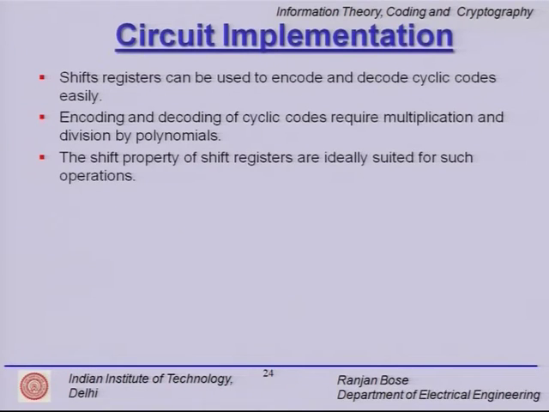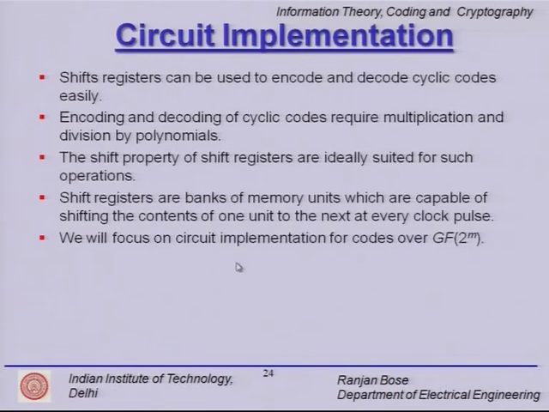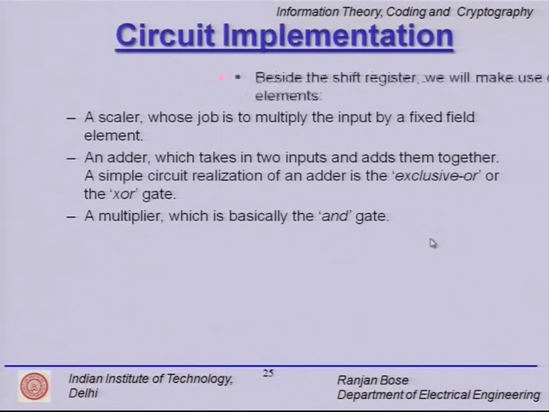The shift property of shift registers can easily convert one code word into the next, simply because a cyclic shift of a valid code word is another valid code word. So cyclic shifts are very easily implemented in circuits, and therefore cyclic codes are very comfortably represented using shift registers. We will focus on implementations for codes over GF(2^m). So you can have binary and even non-binary representations.